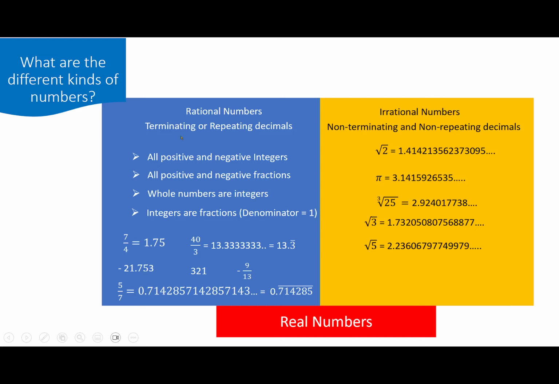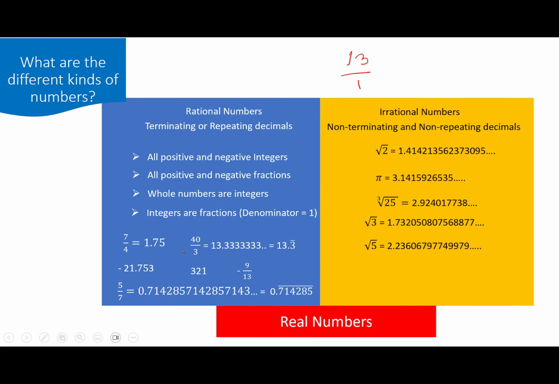Rational numbers are terminating or repeating decimals. All positive and negative integers are rationals. All positive and negative fractions are rationals. Whole numbers are integers. Integers are fractions because you can take an integer, 13 for instance, and put it over 1. That gives you a fraction.